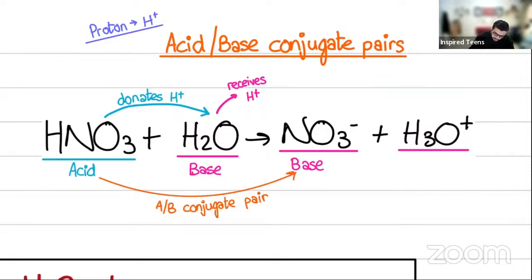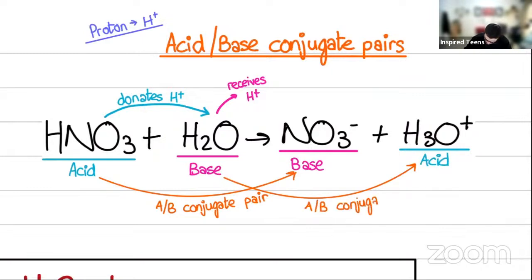Okay, then the other one that we have is H2O. H2O is acting as a base on the left-hand side, okay? And whatever it becomes on the right-hand side, it became H3O plus. This would be acting as the opposite of that, and it would be its conjugate pair. So this H2O and this H3O plus would be acid-base conjugate pairs. And this one is the base in the pair, so this one would have to be the acid. Again, these two are acid-base conjugate pairs.